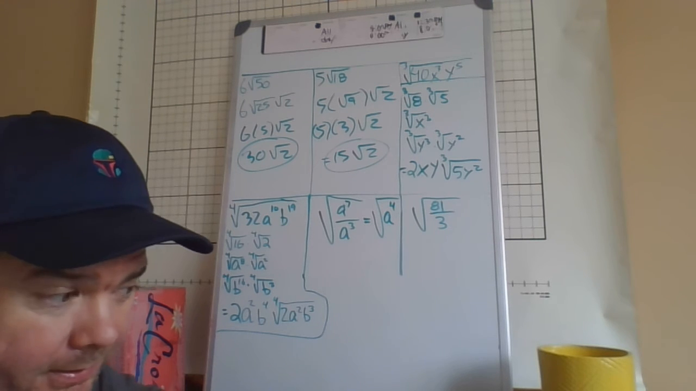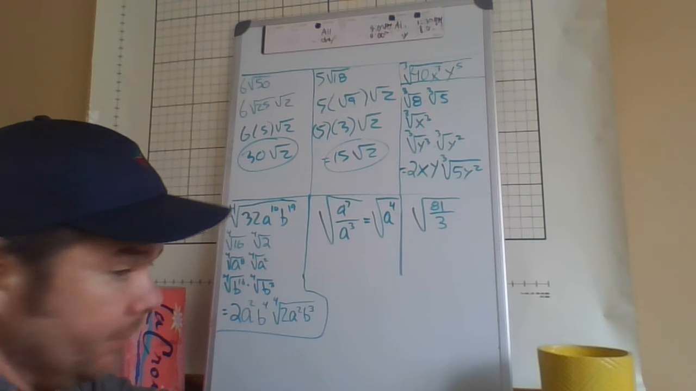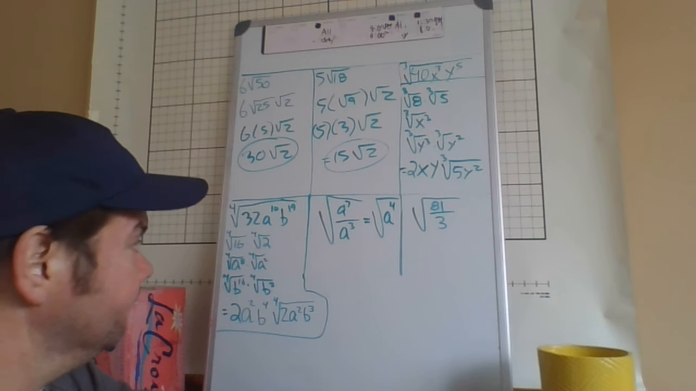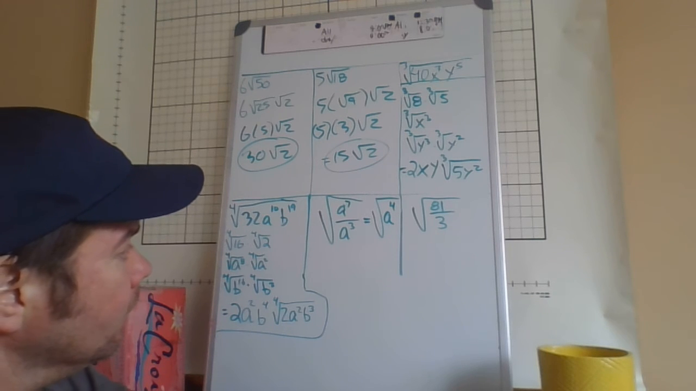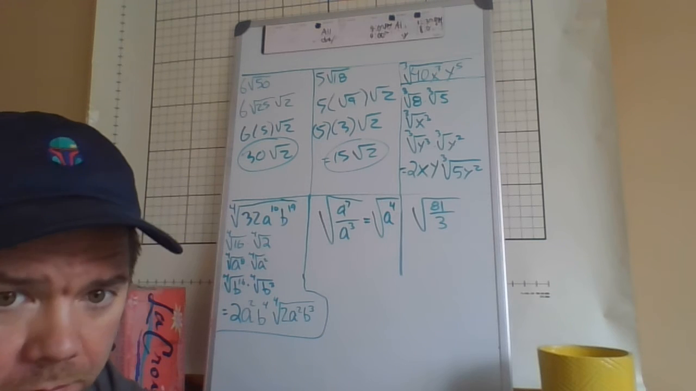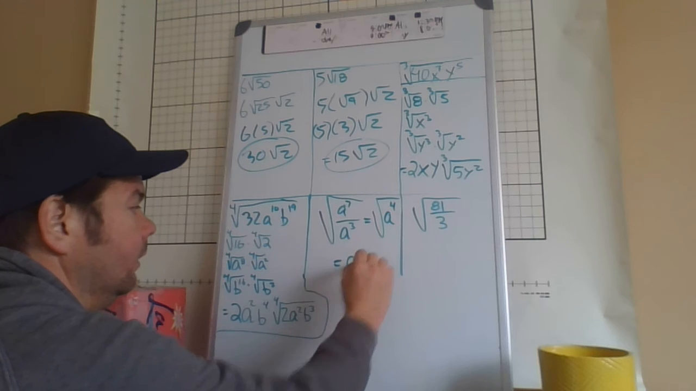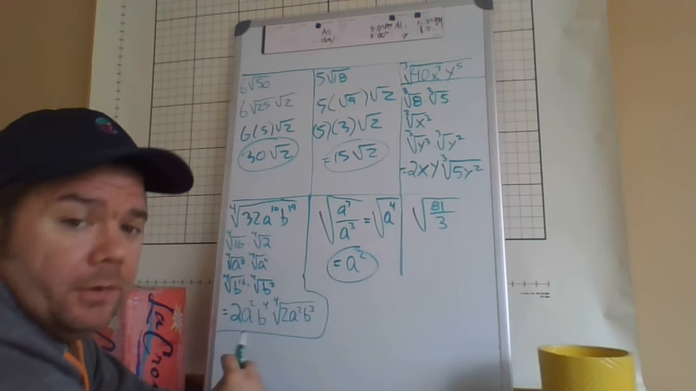Now this isn't how I did it on the notes that I put in the classroom site. I realized after I did that there was a much easier way. So here's the much easier way. What is the square root of a to the 4th? Well, the square root of a to the 4th is just a squared. That's all there is to it.